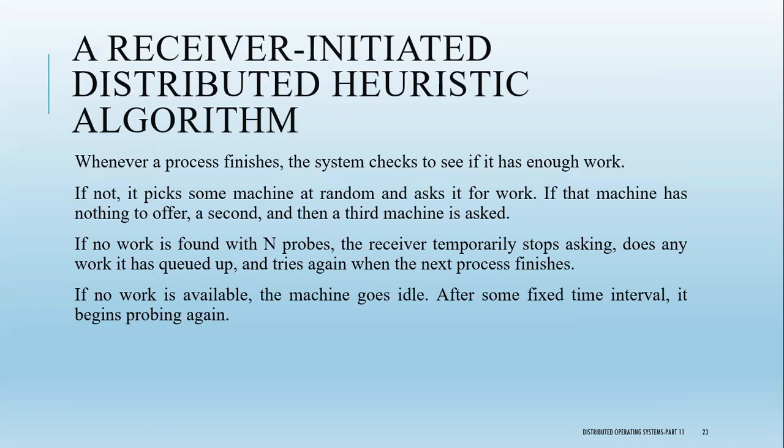A receiver-initiated distributed heuristic algorithm. Whenever a process finishes, the system checks to see if it has enough work. If not, it picks some machine at random and asks it for work. If that machine has nothing to offer, a second and then a third machine is asked. If no work is found within n probes, the receiver temporarily stops asking, does any work it has queued up, and tries again when the next process finishes. If no work is available, the machine goes idle. After some fixed time interval, it begins probing again.